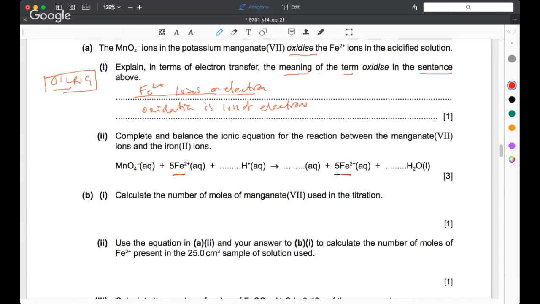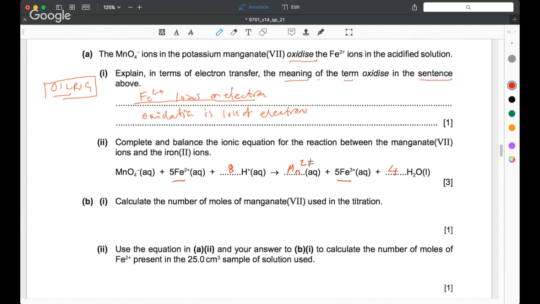What I would do here is start balancing on the right-hand side. We had 4 oxygens over here, so I'm going to have 4 oxygens over here. That's balanced. Now I've got 8 hydrogens here, and I've got 8 hydrogens there. And that all balances up. And you've got Mn2+ there.